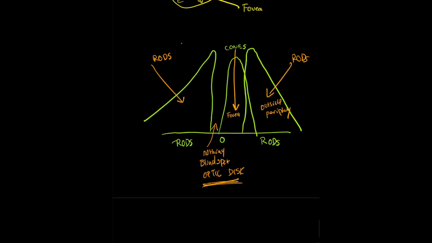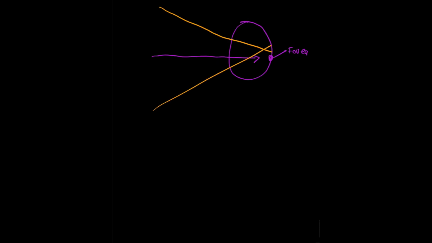Now, the other thing to think about is the different axes of light coming in. So let's imagine we have an eye here. Light on what we call the principal axis, so the straightest axis, will primarily hit the fovea. However, light on other axes will primarily hit the rods.